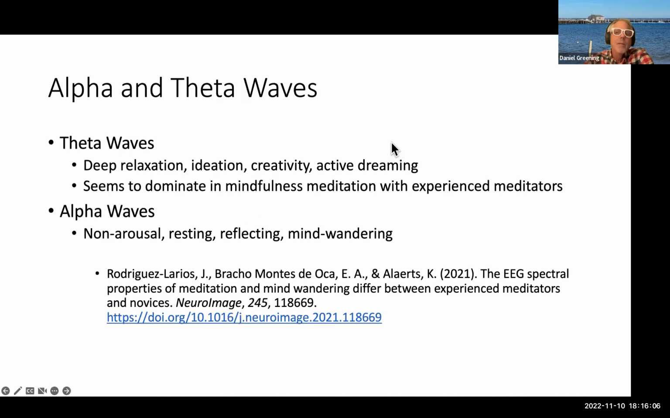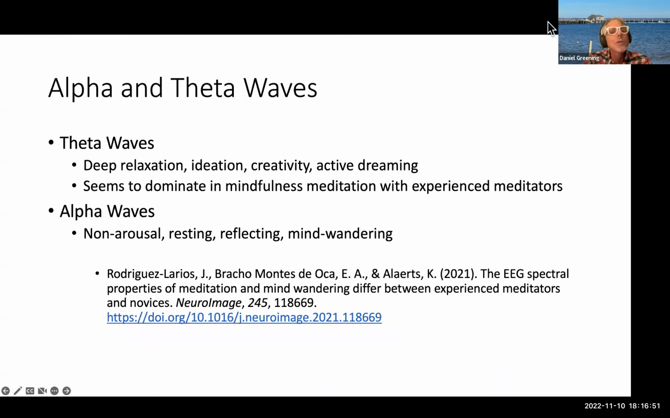So theta waves occur in people who are not meditating, and they happen when we are deeply relaxed, when we're thinking of ideas and trying to explore those ideas, when we're involved in acts of creativity, or when we're actively dreaming and during sleep. When we look at experienced meditators, we see that when they go into a meditative state, they quickly move to a theta wave state. That isn't true for inexperienced meditators.